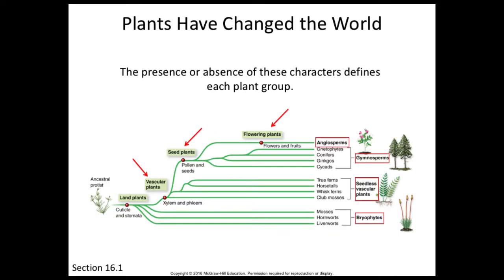The presence or absence of those characters is therefore how we can define each plant group on a tree of life diagram. For example, here we can see all 4 of the plant groups, the so-called bryophytes, the seedless vascular plants, the gymnosperms, and the angiosperms. And we can see how these characteristics are laid out on this tree of life, helping us distinguish among the groups.